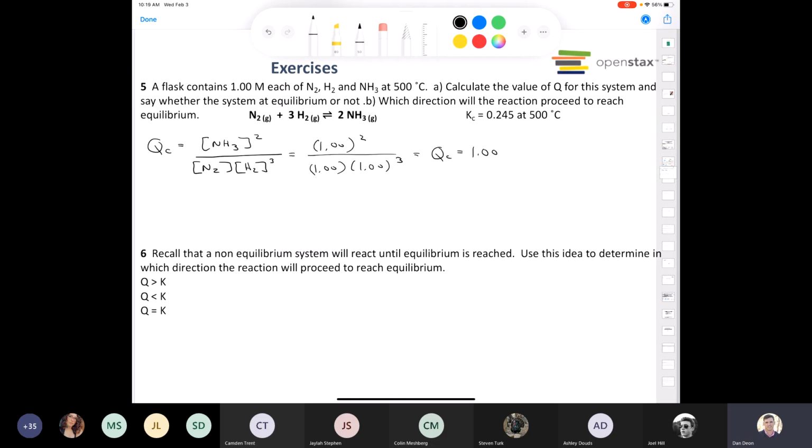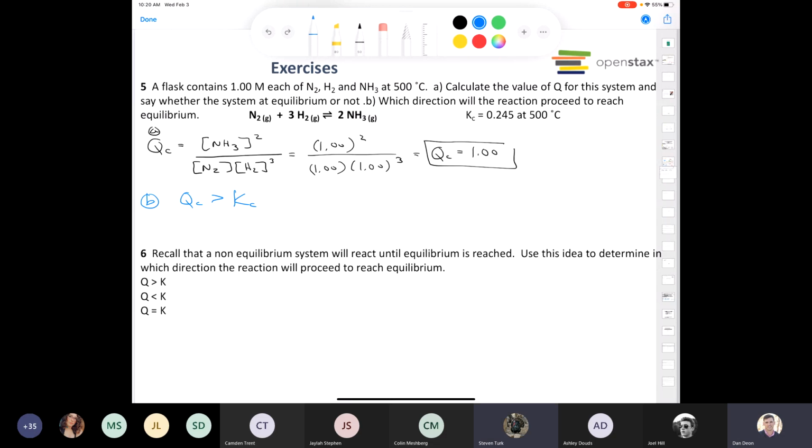What do we see? We see that we already calculated Q, so this is part A. What do you see for part B? Qc is a lot greater than Kc. So if Qc is greater, that means that you have more products than reactants, or sorry, you have an excess of products, right? So in order for the reaction to reach equilibrium, could anybody tell me which direction the reaction would have to shift, to the left or to the right, if I have too much product or an excess of products?